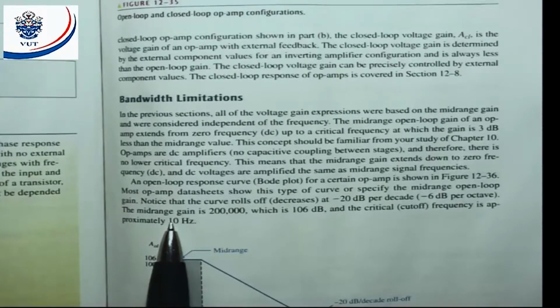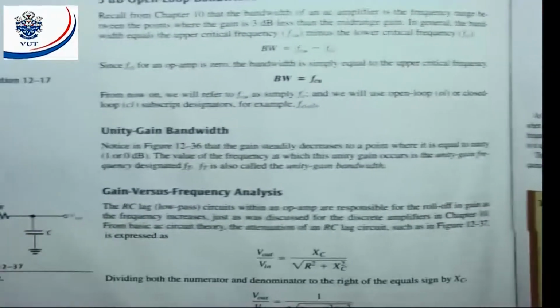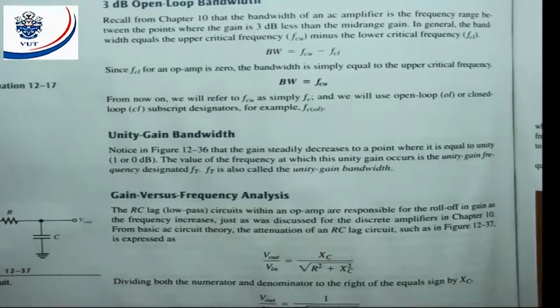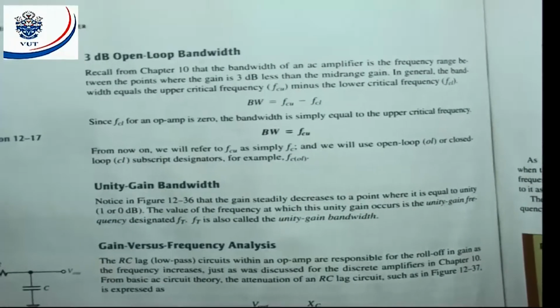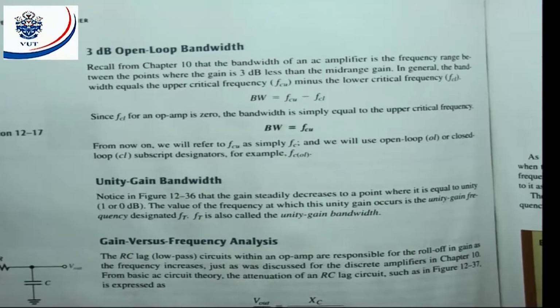All right, what I want to tell you here is about the bandwidth. Normally we know the bandwidth by looking at my upper critical frequency and my lower critical frequency, as in Electronics 2, chapter 10. But in this case, the op-amp amplifies from what? Can the op-amp amplify DC? Yes, the op-amp can amplify DC. That's why it will start from 0 Hertz up to my upper critical frequency. That's why my bandwidth will be equal to my upper critical frequency.